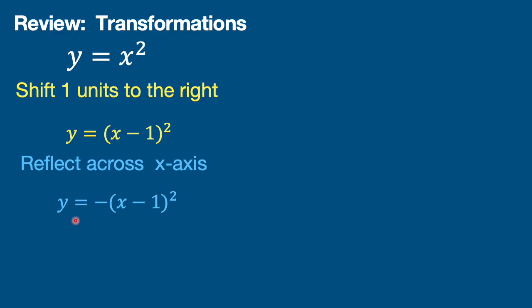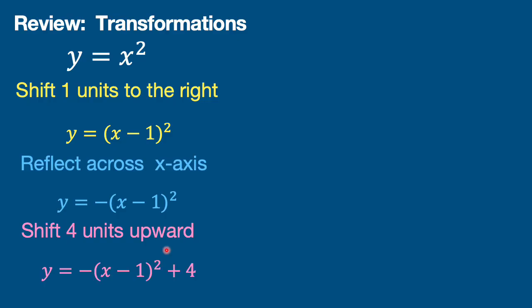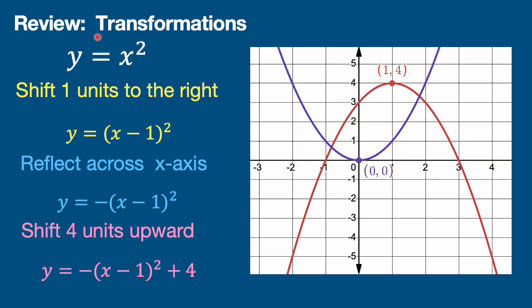Now let's do a vertical translation. Shift 4 units up, which means you add 4. y equals negative (x minus 1) squared plus 4. Now I'm going to show the two graphs. The first one is the parent function. The second is the final function.